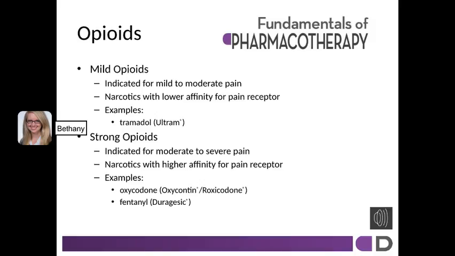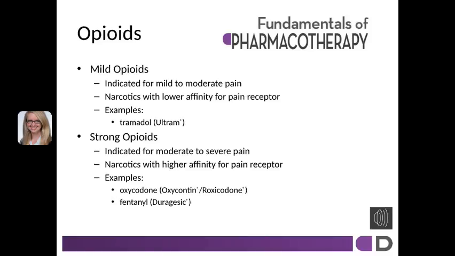Opioids can be broken down into mild opioids and stronger opioids. Mild opioids are used for mild to moderate pain, but remember that pain is very subjective, so it's difficult to really classify what mild to moderate pain is from patient to patient. Opioids work on the mu receptor, which is a pain receptor. The mild opioids target the mu receptor, but have a lower affinity than the stronger opioids. They are effective, but less potent, and generally have a lower potential for abuse and addiction.